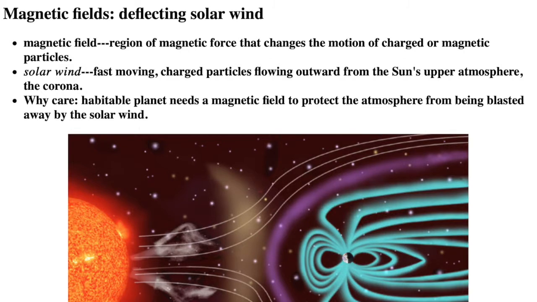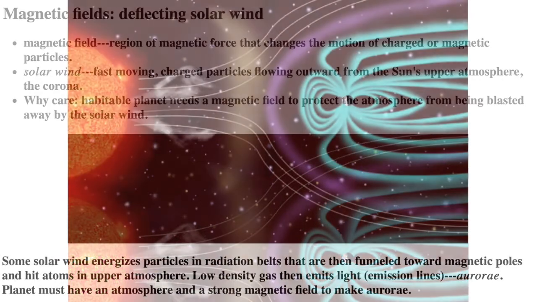A magnetic field is a region of magnetic force that changes the motion of charged or magnetic particles. A planet's magnetic field forms a shield protecting the planet's atmosphere and surface from energetic charged particles coming from the sun and other places. The sun is constantly sending out charged particles called the solar wind into the solar system. These charged particles, protons, electrons, helium nuclei, are moving at literally 1,000,000 miles an hour. The solar wind fills the entire solar system out to about twice Pluto's distance from the sun.